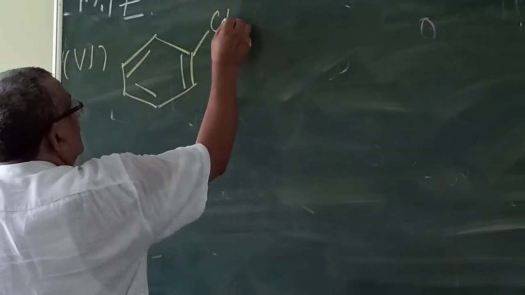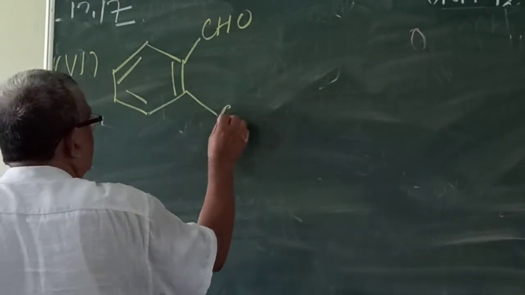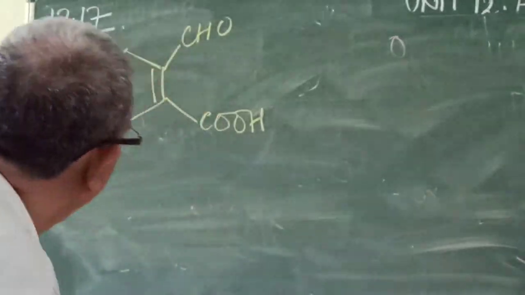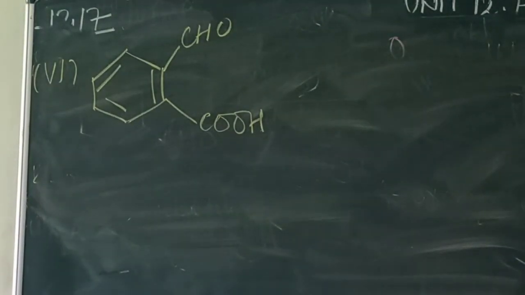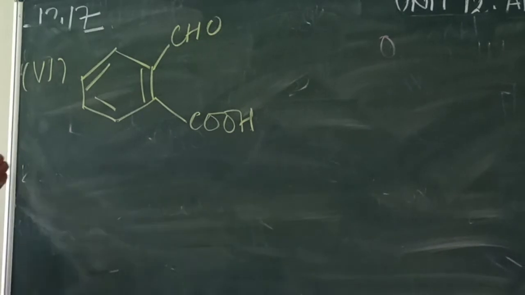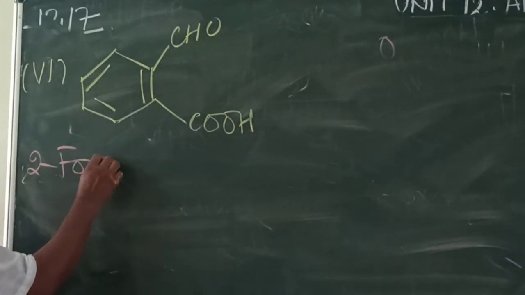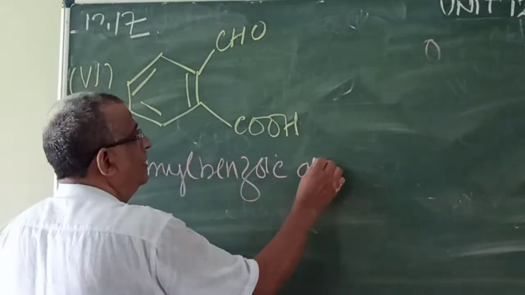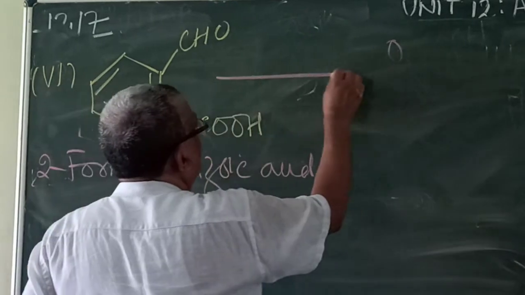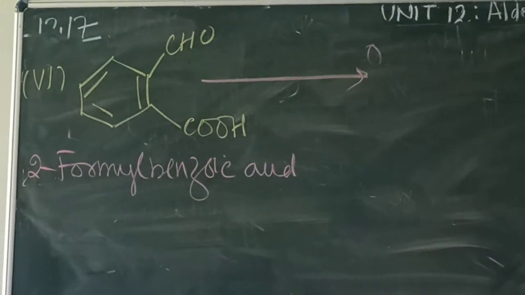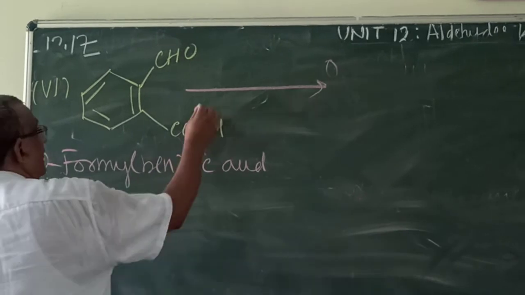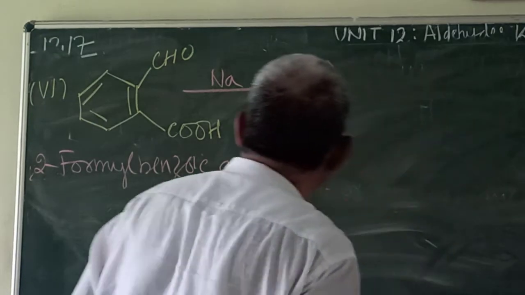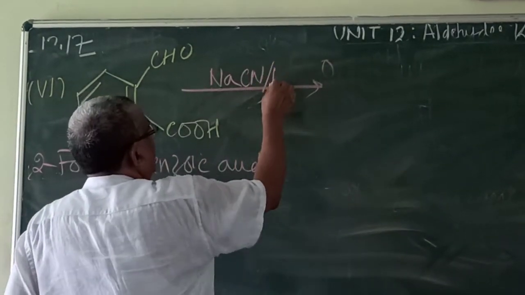This is CHO and this is COOH. The name is not given. Please write the name first. Its name is 2-formyl benzoic acid. Now, arrow. What are the reagents given to you? NaCN, HCl. Sodium cyanide, HCl.